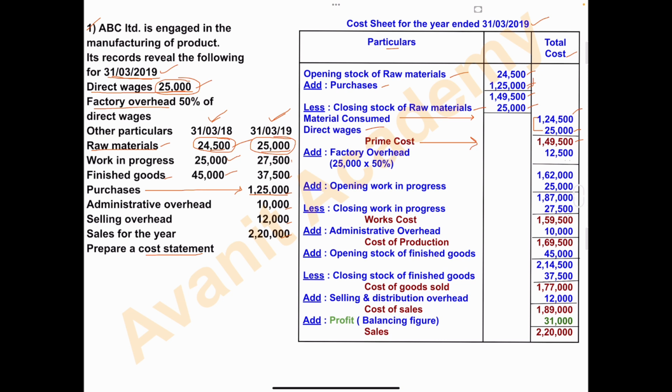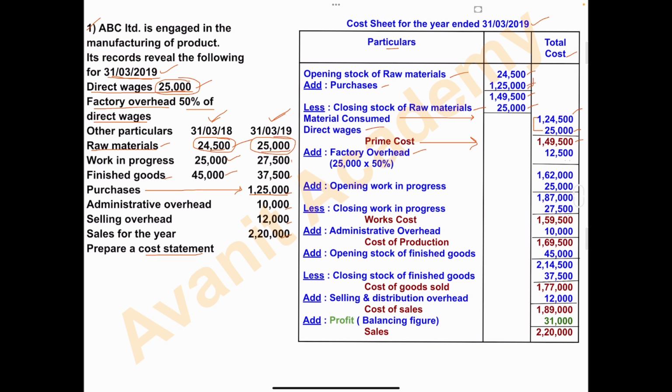The total of material consumed and direct expenses is called prime cost. The first important item: after prime cost, we have to add factory overhead. So how much factory overhead do we have to charge? See in the problem, factory overhead is 50% of direct wages. So we have to take 50% of direct wages.